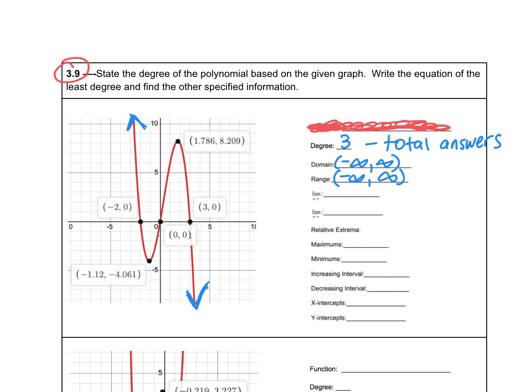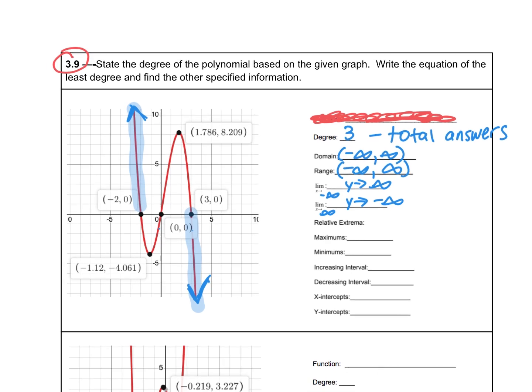Then we deal with our limits. We just copy our domains down, and then we see as x goes to the left forever, what is y doing? Well, as x goes left forever, I can see that y is going up. So we call that positive infinity. And then as x goes right forever, I can see that y is going down. We call that negative infinity. Perfect.